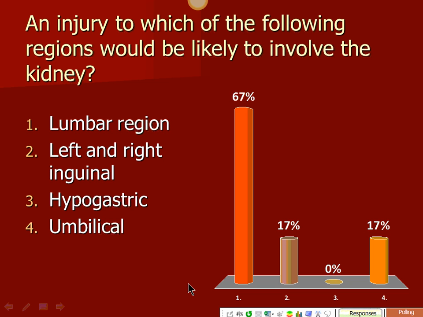It is the lumbar region. Remember, just above the waist, as he said, so the kidney is present here in the lumbar region. The hypogastric is the region just behind the pubic symphysis, which is way down.